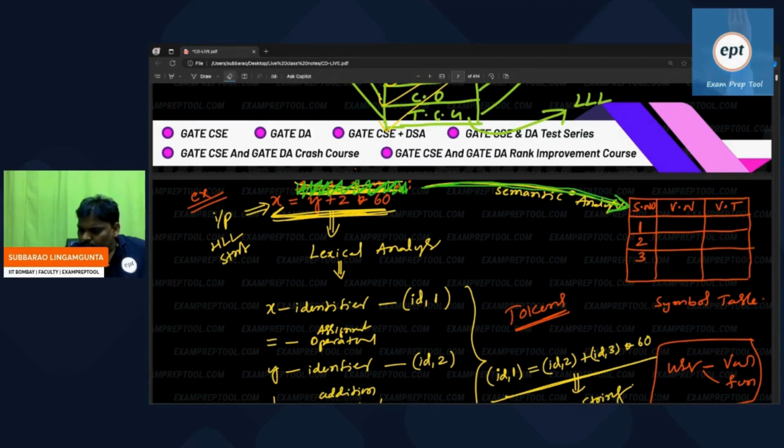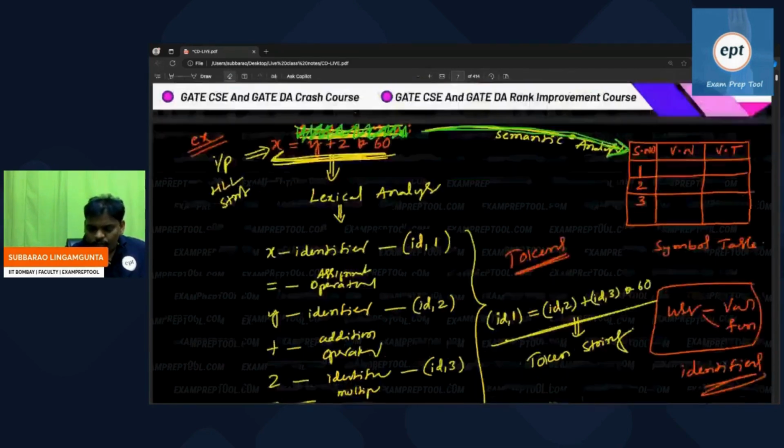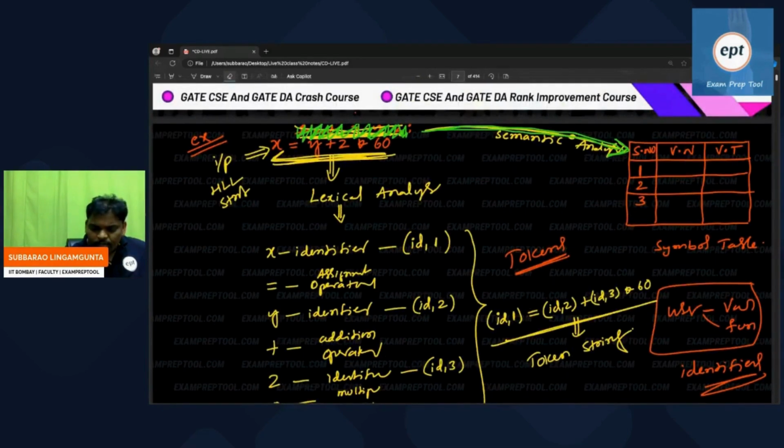If the declaration is not there, the symbol table is empty. Everyone knows. Because of the declaration, the symbol table contains some values. Now, no declaration. See what happened. Because of the lack of declaration, the semantic analyzer doesn't store anything. Now see what happened. Directly this line came. Let us assume there is no declaration.